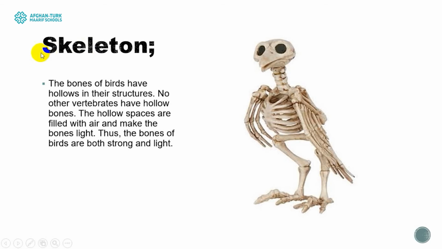About their skeleton, the members of this class have hollow bones. It means the internal part of their bones is empty. That's why their bones are light. That's the main reason that they can fly. They can carry all the weight of their skeleton or their bones, and also we can see that their bones are light and strong both.